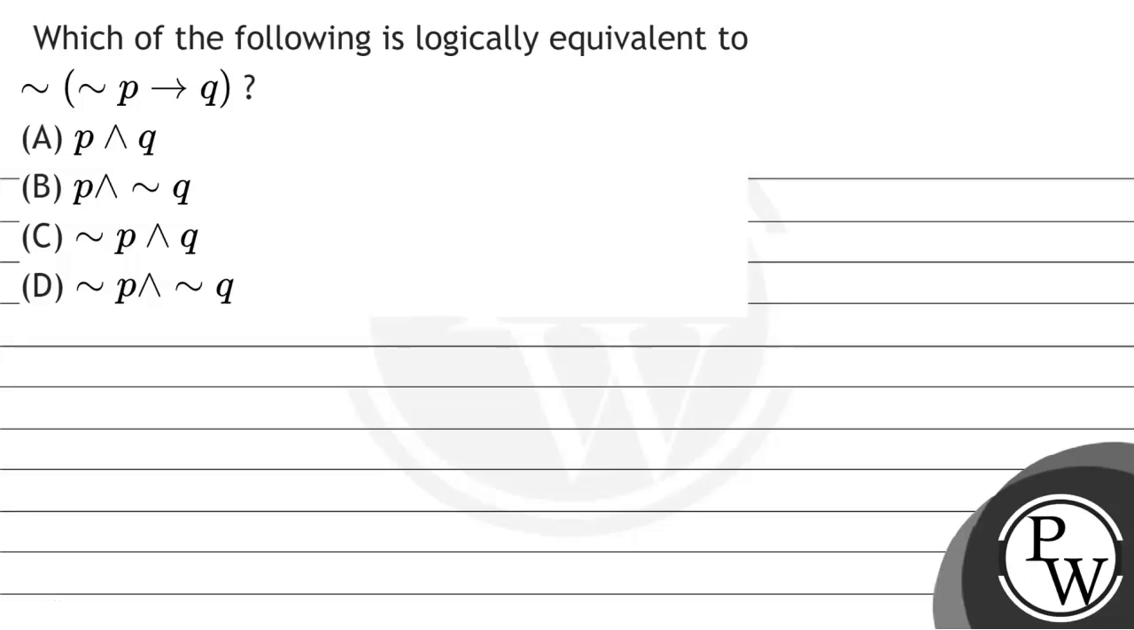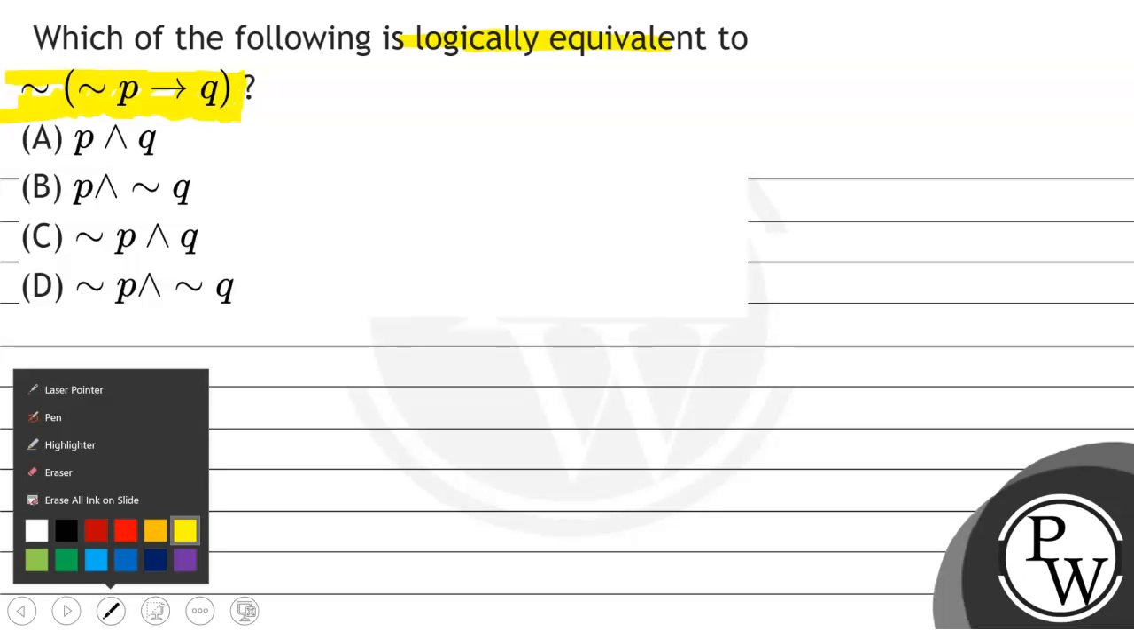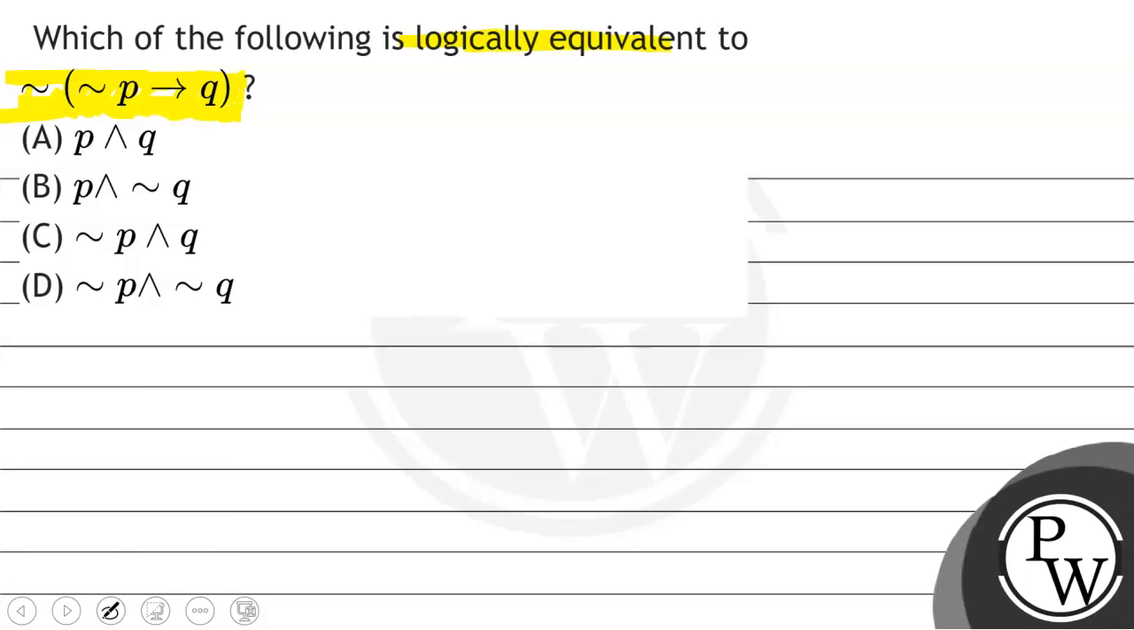So the question here says: which of the following is logically equivalent to negation of (negation P tends to Q)? A, P and Q. B, P and not Q. C, not P and Q. D, not P and not Q. So let's start. इस क्वेश्चन को हम सॉल्व करेंगे विद द हेल्प ऑफ ट्रुथ टेबल.